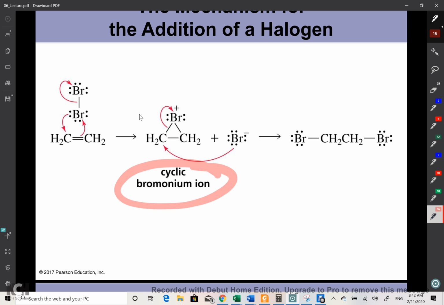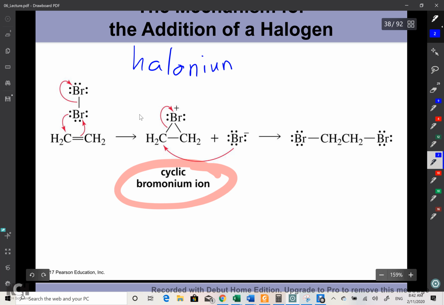In general, we'll refer to the intermediate as halonium. You can use the word meaning halogens. You remember bromine and chlorine are all halogens, right? So we can call that the halonium ion, or the bromonium ion if it is bromine, or the chloronium ion if it is chlorine. It is a 3-membered intermediate.